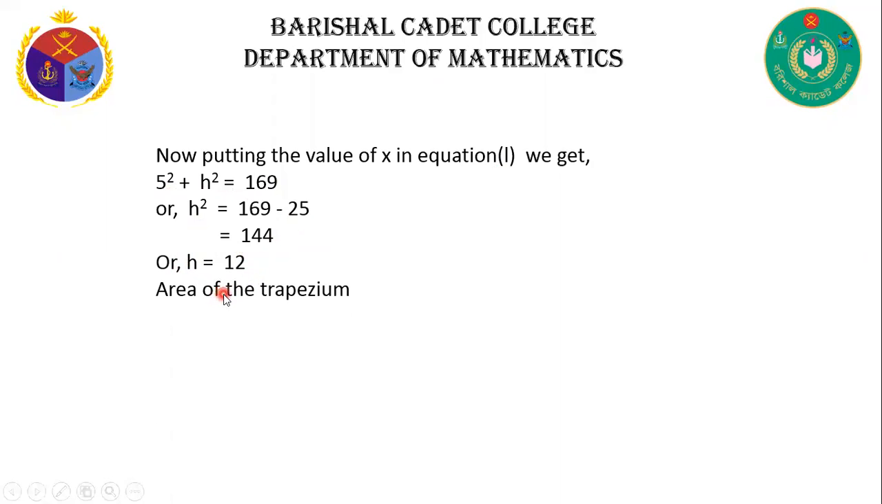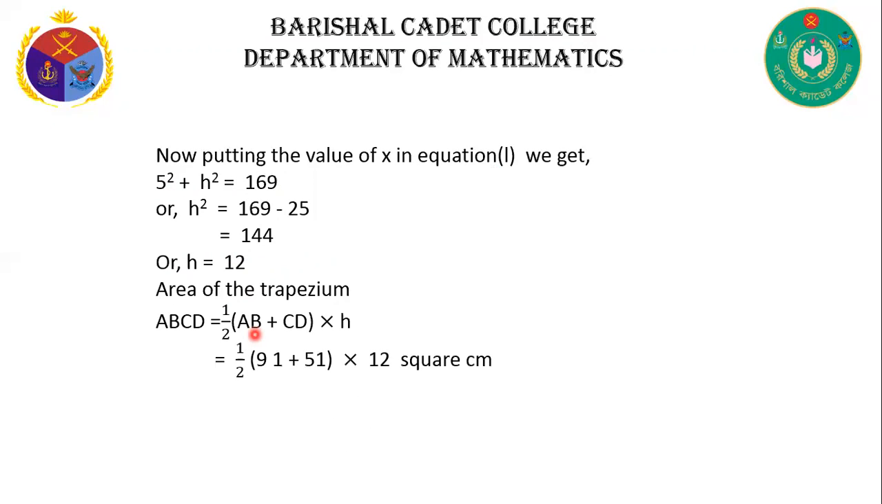Now we know area of the trapezium is equal to half into sum of the parallel sides into H. So here given H is equal to 12 and AB is equal to 91 and CD is equal to 51. Now putting this value here, then we can write half into (91 plus 51) into 12. After calculating this, we can write 1852 square centimeter. This is our required answer.